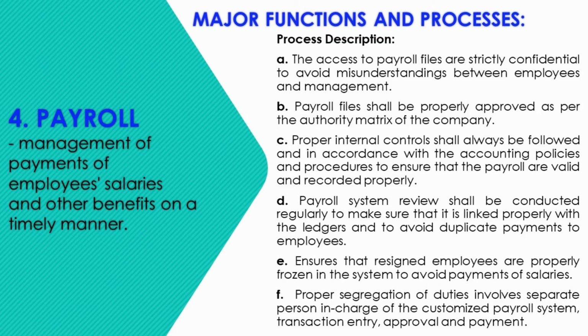Fourth, payroll system review shall be conducted regularly to make sure that it is linked properly with the appropriate ledgers and to avoid duplicate payments to the employees. Fifth, ensures that resigned employees are properly frozen in the system to avoid payments of salaries. Number 7, proper segregation of duties involves separate person in charge for the customization of the payroll system, the transaction entry, approval, and payment.